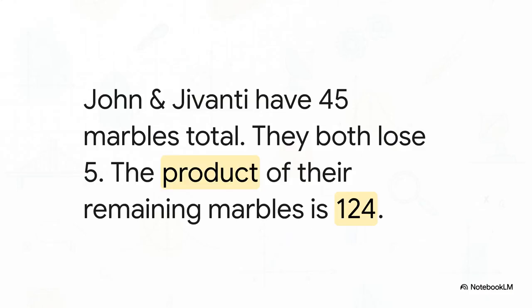We've got two friends, John and Javanti. Between the two of them, they have 45 marbles. Then, a little tragedy strikes. They both lose 5 marbles each. Now, if you multiply the number of marbles John has left by the number Javanti has left, you get 124. The question is, how do we turn this story into math?